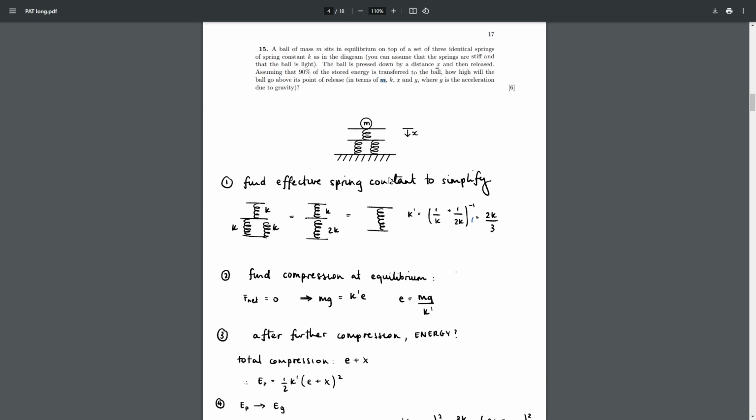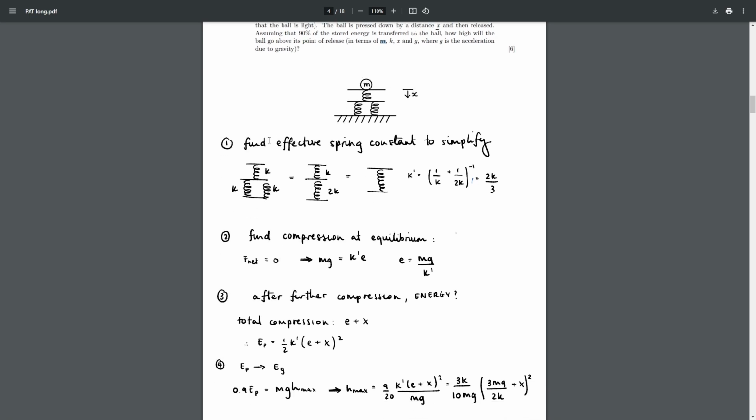So we need to just quickly think that the maximum height of the ball is going to be when its kinetic energy is 0. So that's going to be how high it will go above its point of release. And now we need to first simplify our spring system, because we can't really work with springs like this. We can simplify the two springs in parallel to a spring of 2k, as in parallel the effective spring constant is just the sum of the spring constants. And then in series, we can say that the effective spring constant, which we can call k prime, is (1/k + 1/2k)^-1.